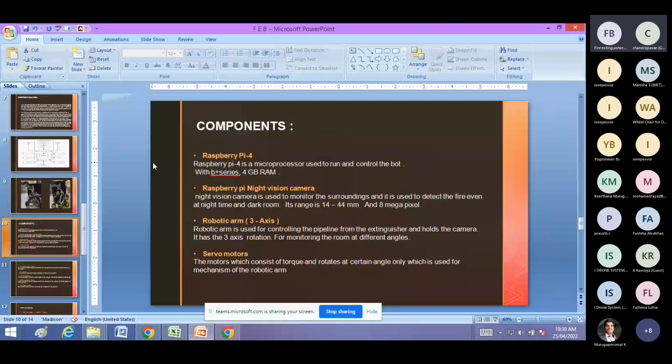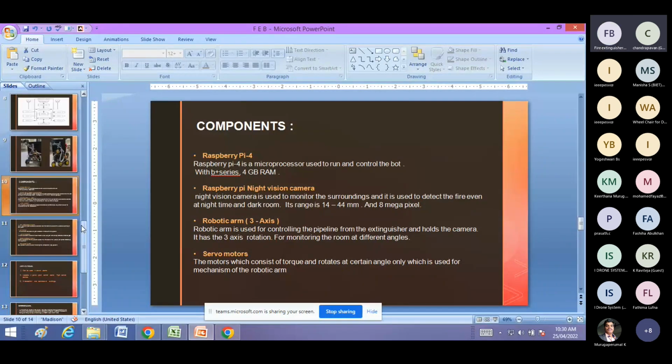Robotic arm, it is a 3-axis arm. It is used for controlling the camera to detect the object, to detect the fire. It handles the camera. Servo motor consists of torque to rotate at certain angles. It is used for the mechanism of the robotic arm.